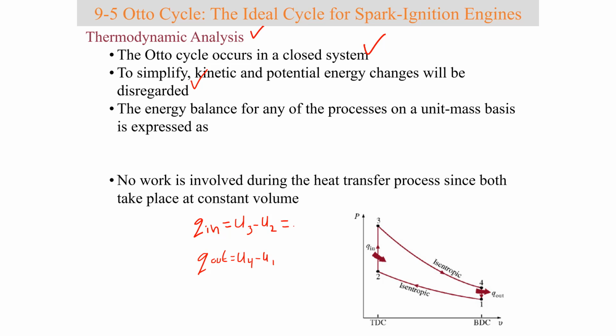And then if you were to take this a step further, you can actually, using cold air standard assumptions, approximate the delta U as CV delta T. Remember, cold air standard assumptions assume constant specific heats evaluated at room temperature. So again, that would be for the heat in process and heat out process.